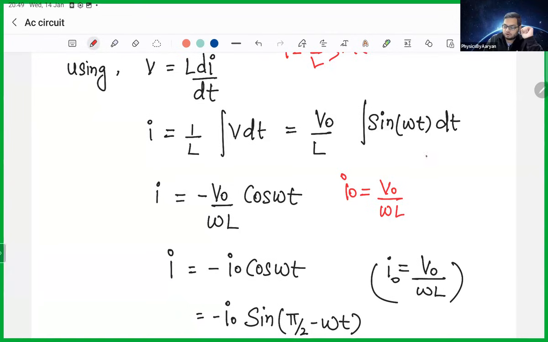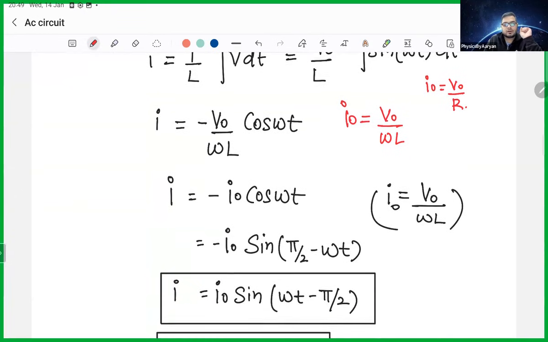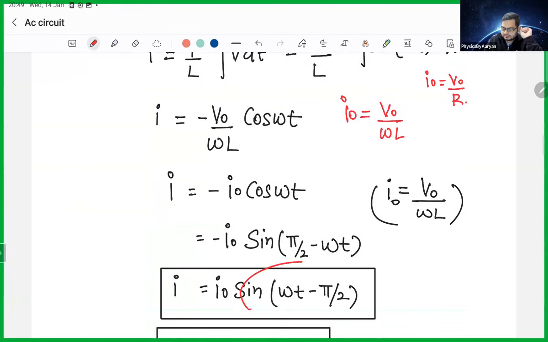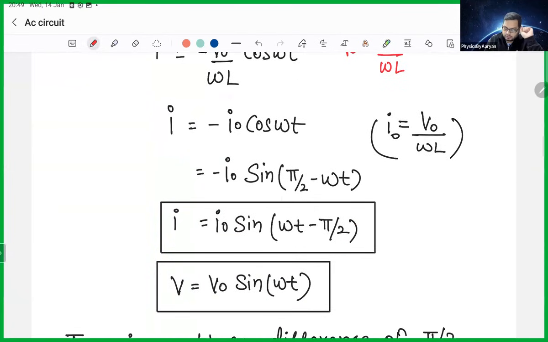I naught is equal to V naught by omega L. In the previous case, I naught was V naught by R. In this case, it is equal to V naught by omega L. So you can write it as minus I naught into cos of omega t. Or you can write this thing as sine of omega t minus pi by 2. Okay? Sine of omega t minus pi by 2. So you can do this.